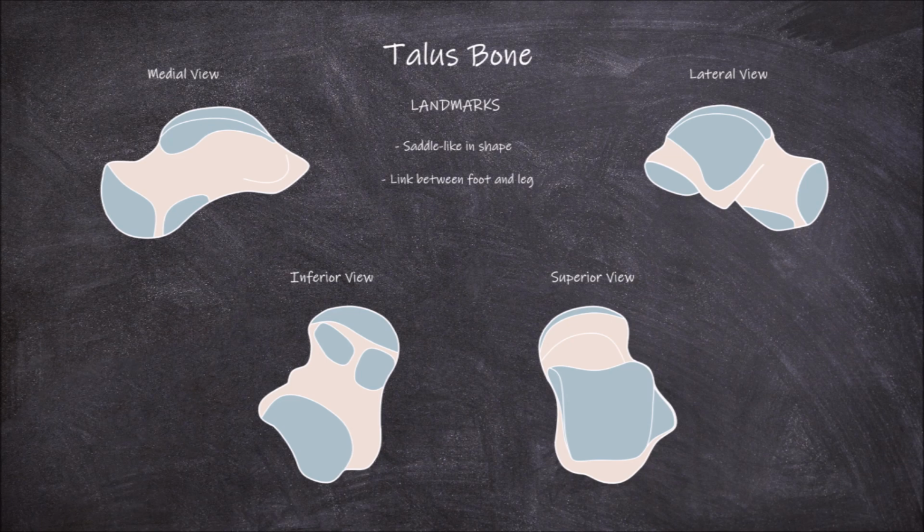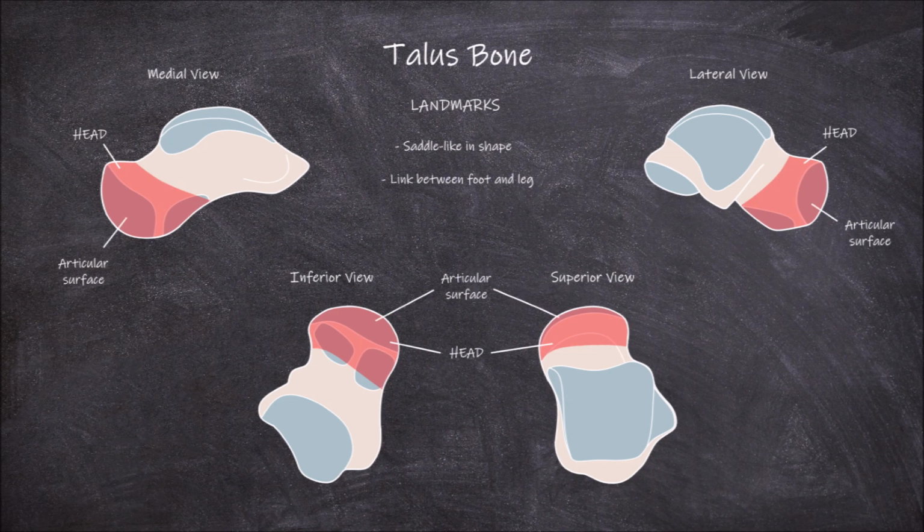The first region of this bone is the head. The head region is the rounded distal portion of this bone. The distal surface of the head has a large articular surface for articulation with the navicular bone. The plantar surface of the head region has two facets for articulation with the calcaneus bone.